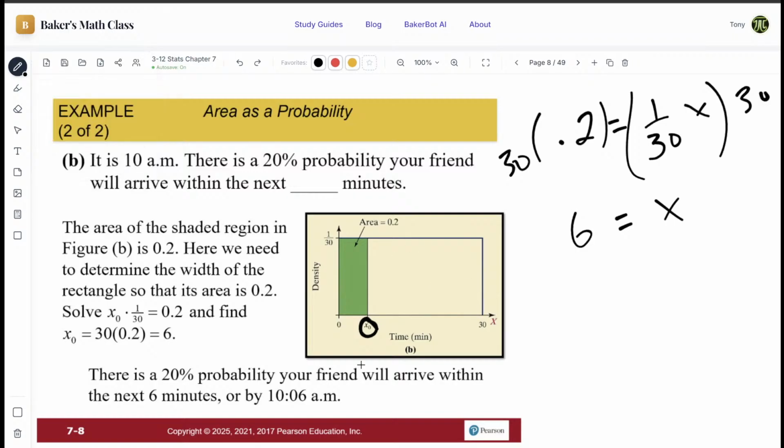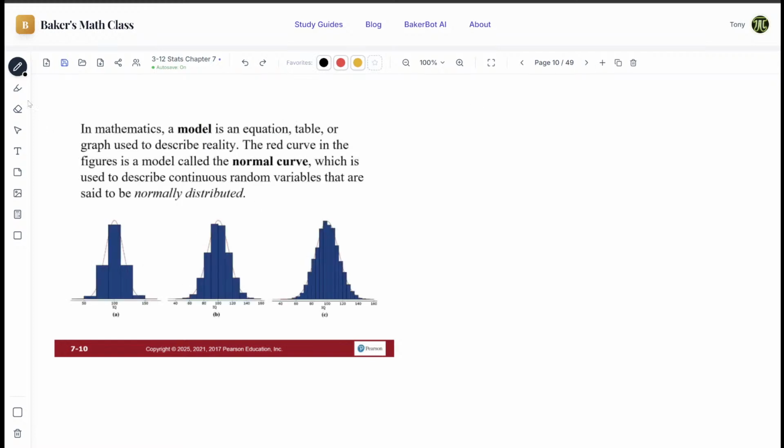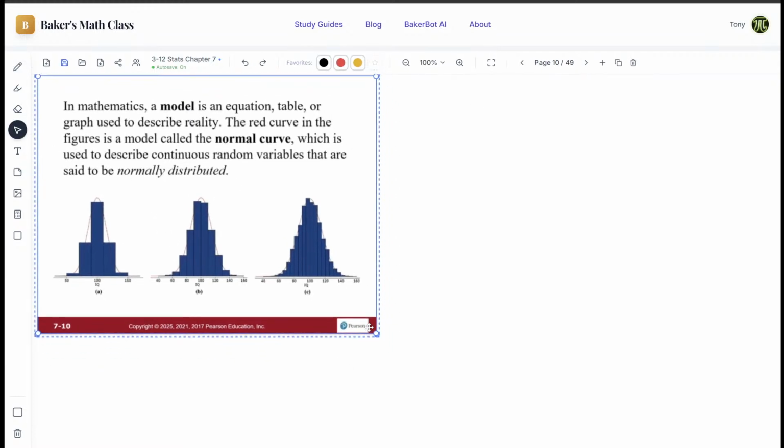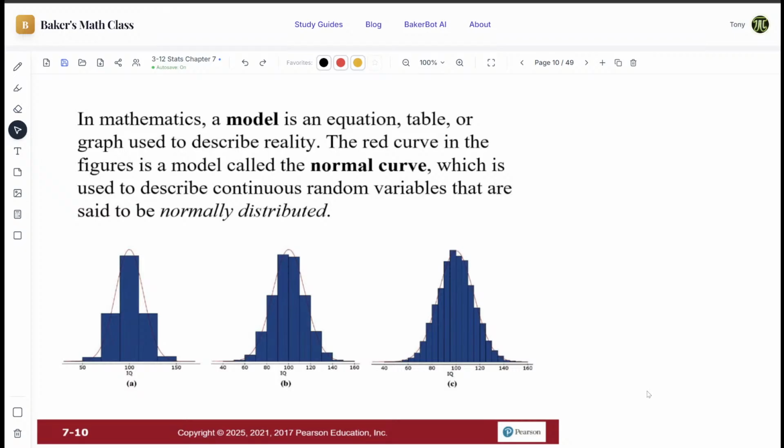This method works when all the probabilities are equal, when we don't have a general trend going that we can actually make a nice little graph for. In more normal situations, though, we're going to have a curve. These are what's known as a normal curve. It's normally distributed. We also call it a bell curve.